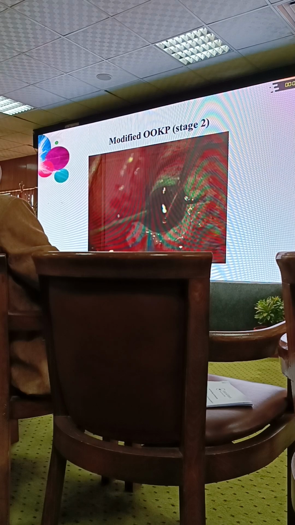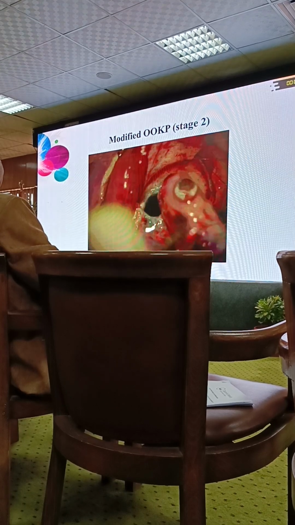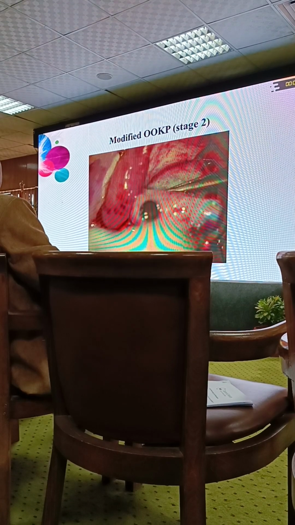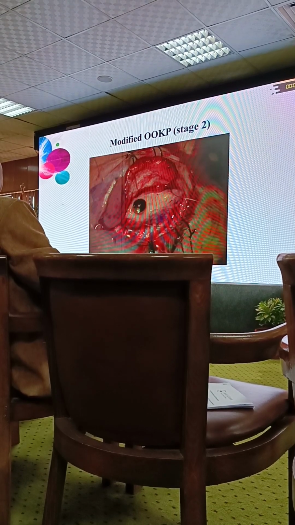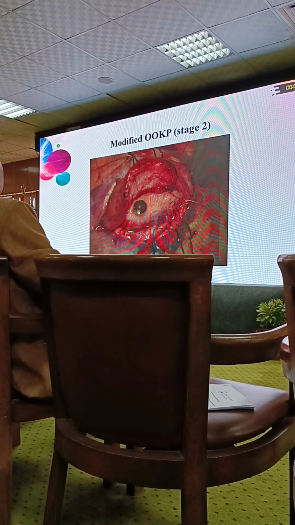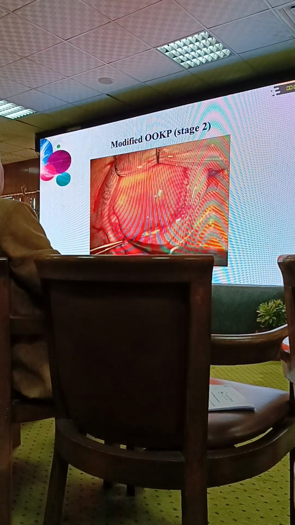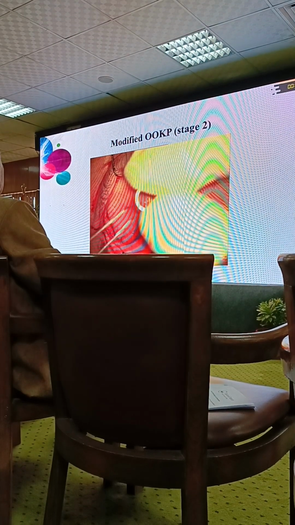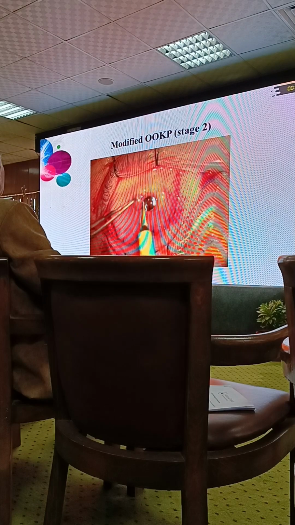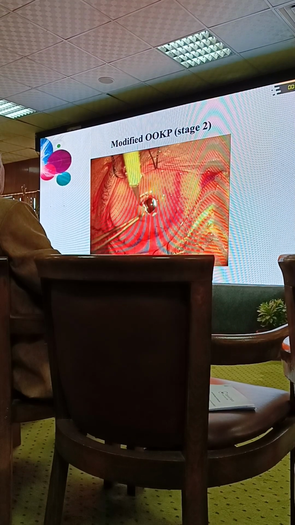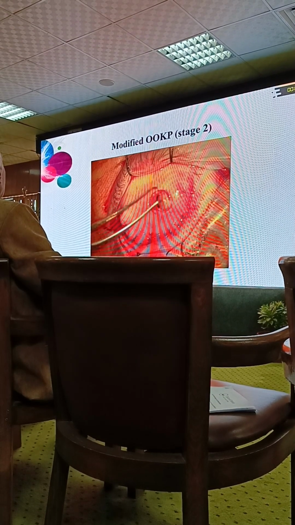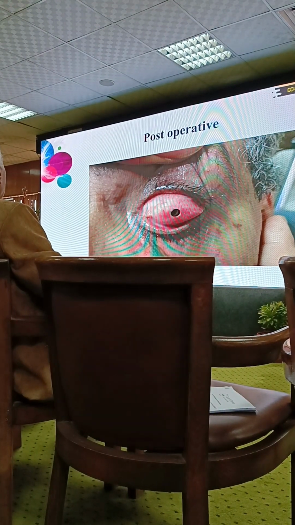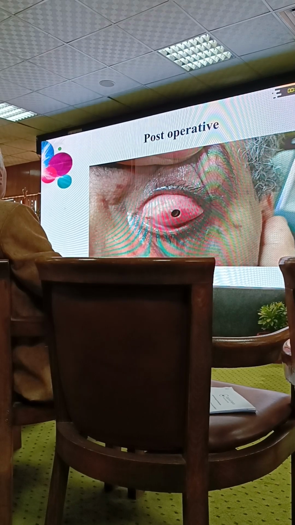This is followed by putting the OKP lamina with the cylinder, and then covering it with the buccal mucous membrane. And finally opening a hole on the optical cylinder. So this is the final appearance.